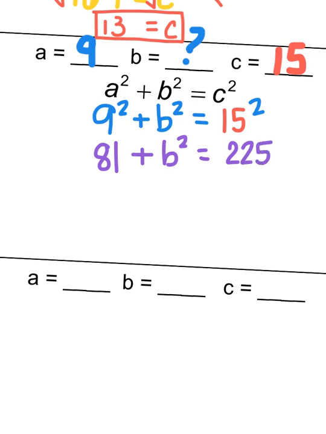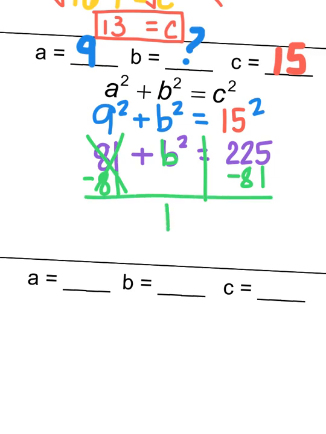Now, just a reminder, I am looking for my B. So to do that, I have to isolate the variable. To isolate the variable, I will start with addition or subtraction on this problem. So I'm going to subtract 81 from both sides. That will help to isolate the variable. So B squared equals 144.